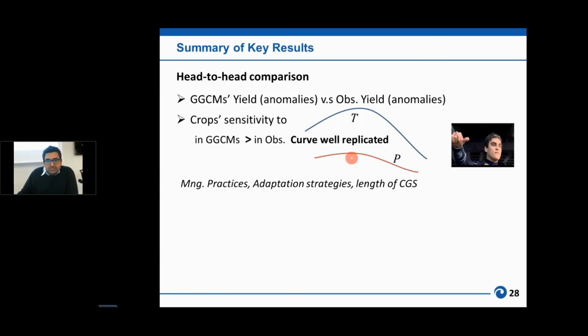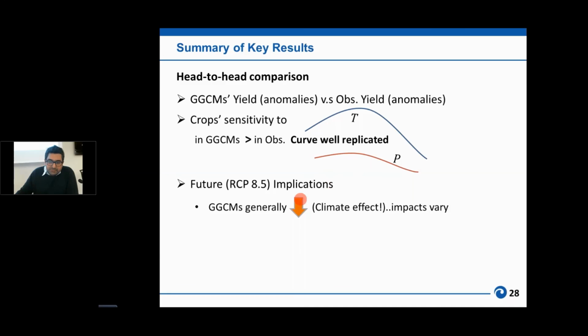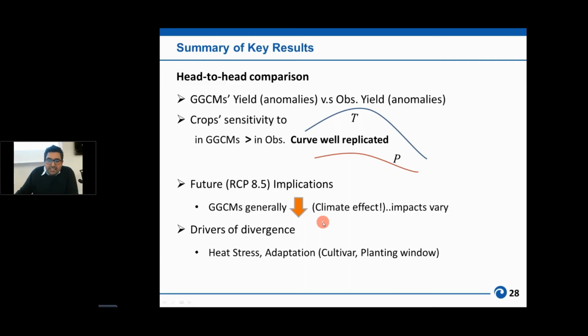What drives this divergence, again, is the choice of management practices, length of the crop growing season in the crop models, and adaptation strategies. And finally, the implications. We observed that across the 6 crop models, most of them project negative impacts of climate change on crop yields. These impacts vary. Some of them are quite pessimistic, some of them are optimistic, but broadly speaking, they project negative impacts. And again, the drivers responsible for this divergence are heat stress and adaptation. So in most of these results, I've been emphasizing heat stress and adaptation as the key parameters in the crop models which are responsible for the divergence of results.